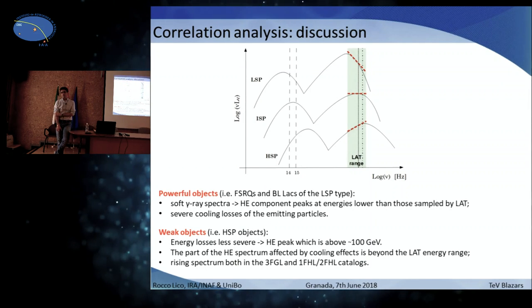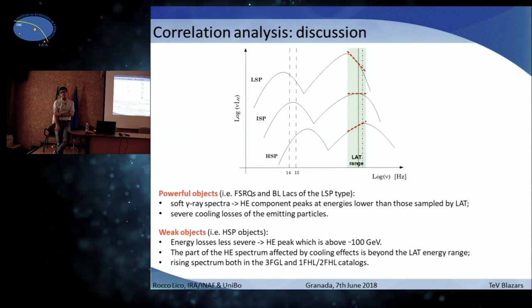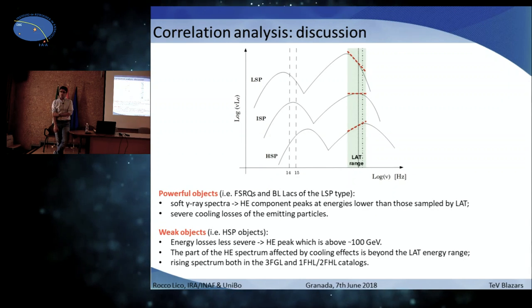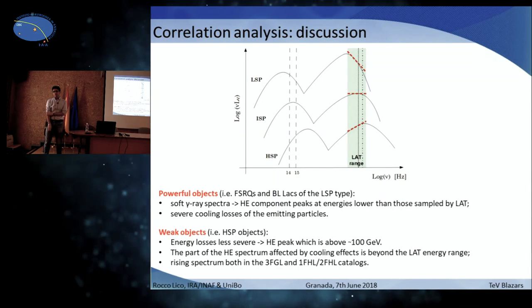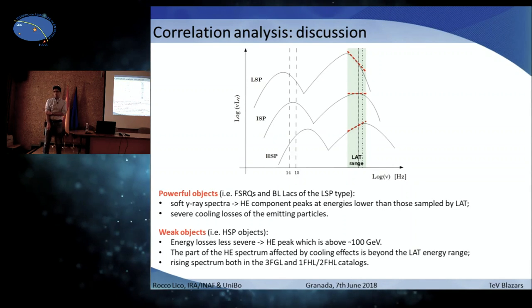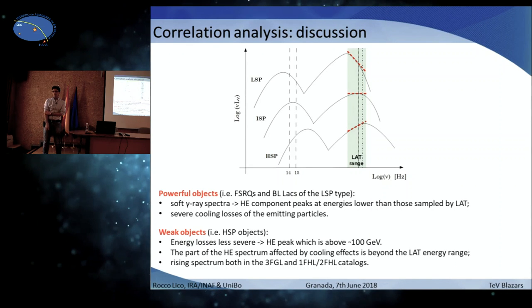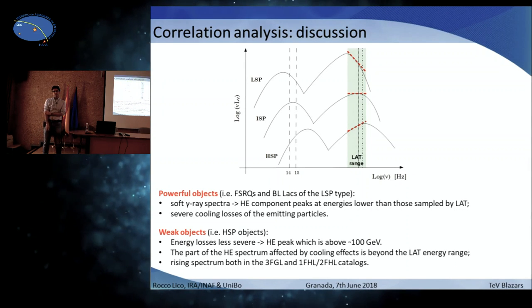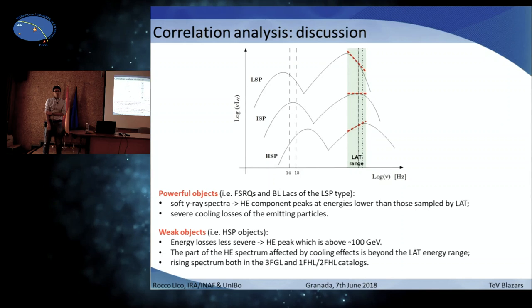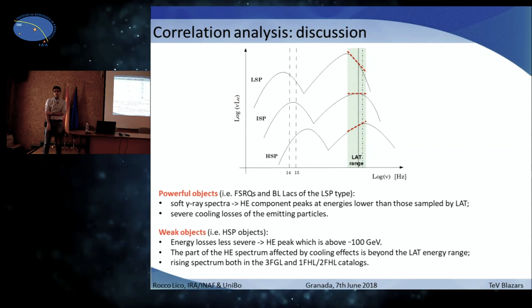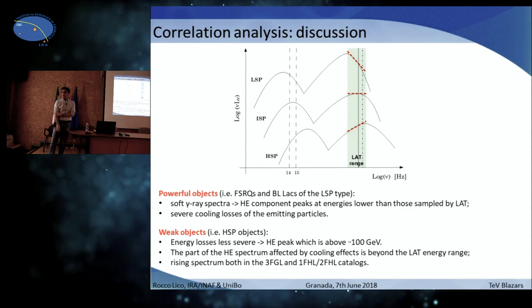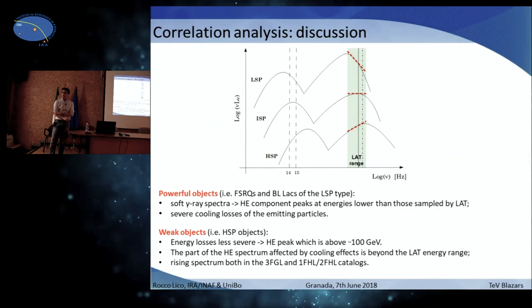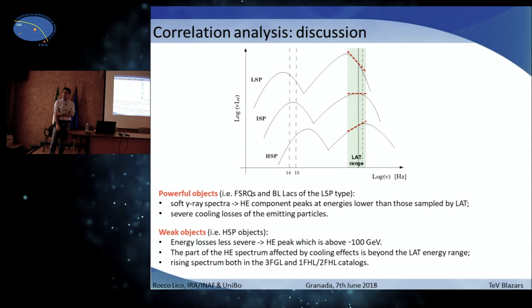And also the connection between the fundamental plane of black hole activity and the blazar sequence. So we know that the higher the black hole mass, the higher the production in both radio and X-rays. So do you think that this also applies for the blazar sequence? Is there any correlation between the black hole mass of low peak and high peak? I don't know. I didn't check about that. I don't know if there are any works on this, but I will check.